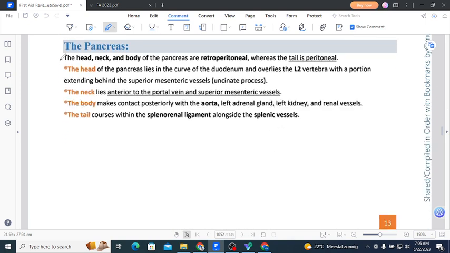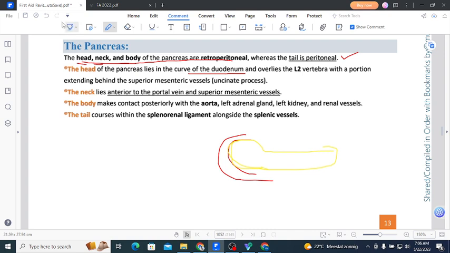The anatomy of the pancreas is of very high significance. The pancreas contains a head, neck, body, and a tail as well. The head, neck, and body of the pancreas are retroperitoneal, whereas the tail is an intraperitoneal structure. The head of the pancreas lies in the curve of the duodenum. Suppose this is the duodenum, the C-shaped duodenum. The head of the pancreas is lying over here, and the pancreas is a structure like this. So the head of the pancreas is lying in the C of the duodenum.